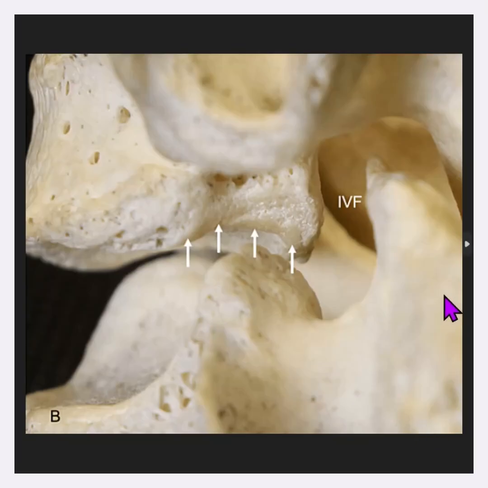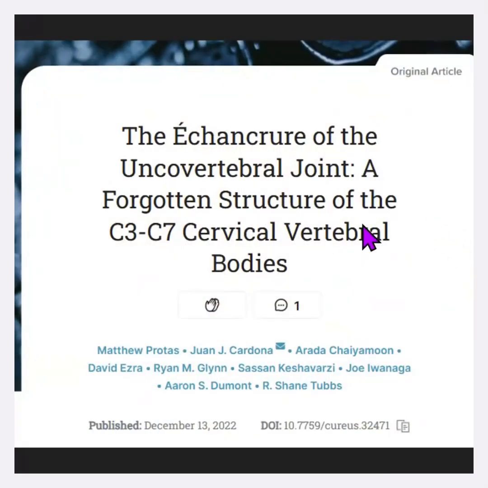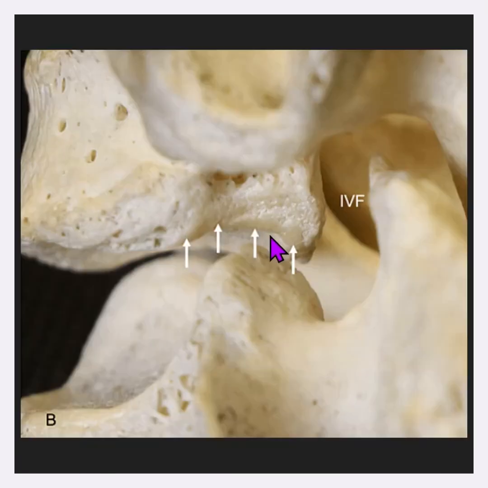If we look at the anatomy of this joint, this image is from this article here, which is a nice article going over the anatomy of the lateral view of the uncovertebral joint. So here's the uncinate process. This is the articular margin at the inferior portion of the vertebral body. So this is where the uncinate process articulates.